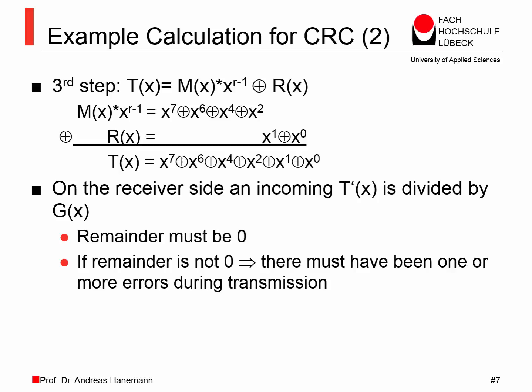On the receiver side, you later receive a t of x which may have been corrupted. You do again a division, that is, now you divide the received t of x by g of x. If the remainder is 0, then you assume that everything is fine. If the remainder is not 0, then there is at least 1 bit error. However, you cannot locate the bit error, so that at the end a retransmission is necessary.